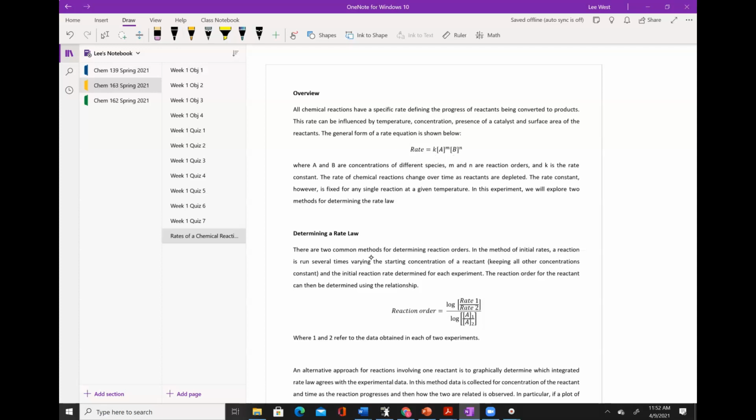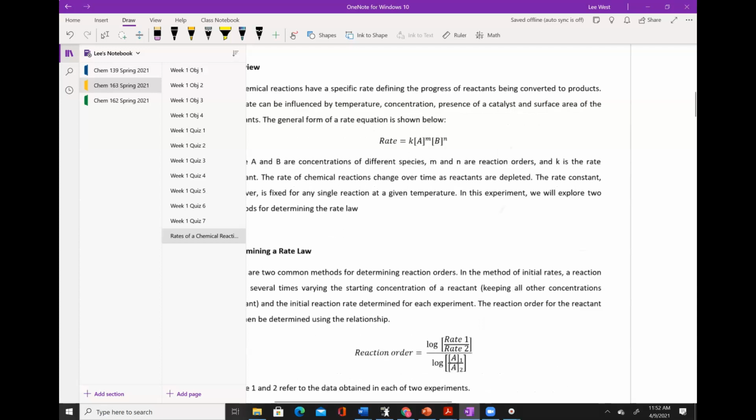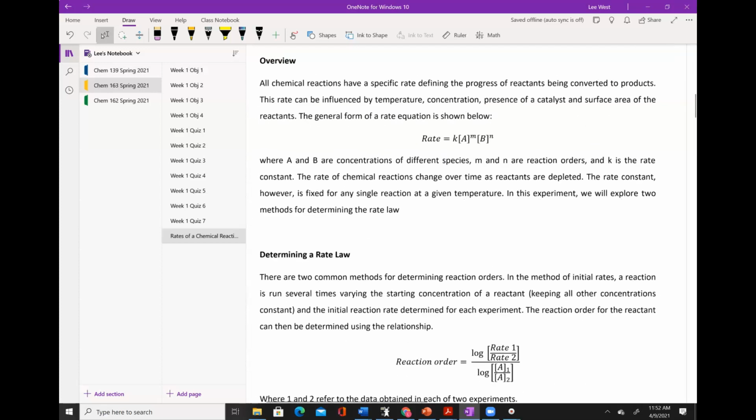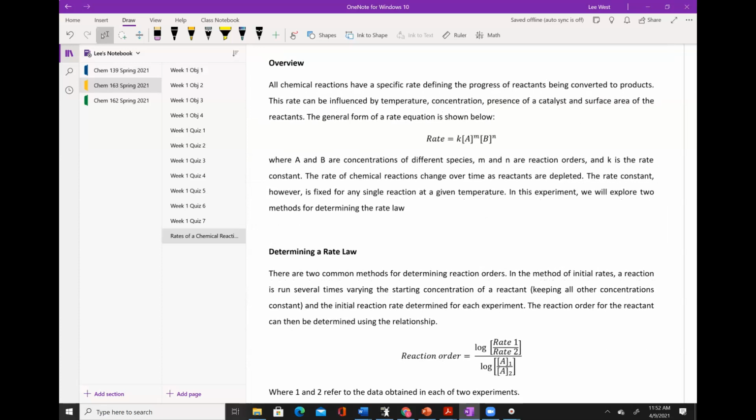And so what we see in a rate law is that we have a rate constant that is independent of everything other than the temperature. So it's characteristic of a particular chemical reaction, and it's only dependent on the temperature. And then we have the concentration of each reactant that is raised to a particular power, and that power is referred to as the reaction order for that reactant.